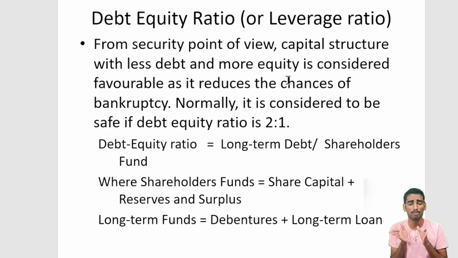Okay, so if you have more equity and less debt, means if you have less loan, then the company is said to be in a good condition. Okay, but if it is the opposite, means if you have more debt and less equity, your company is not in a good condition. So what is the favorable condition for debt equity ratio? More equity, less debt. So normally it is considered to be safe if the debt equity ratio is 2:1. So if the debt equity ratio is 2:1, then it is considered to be in a safe state.